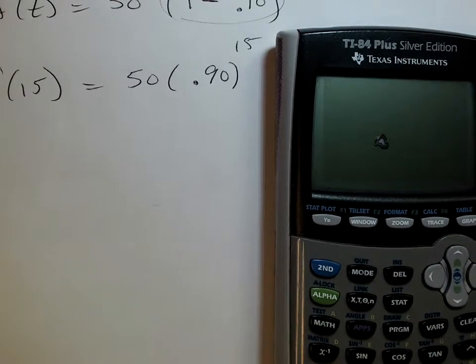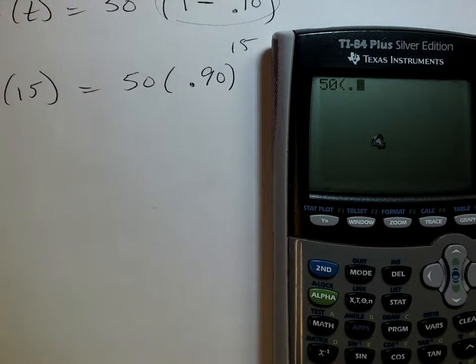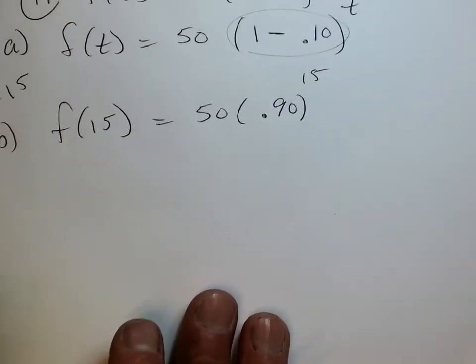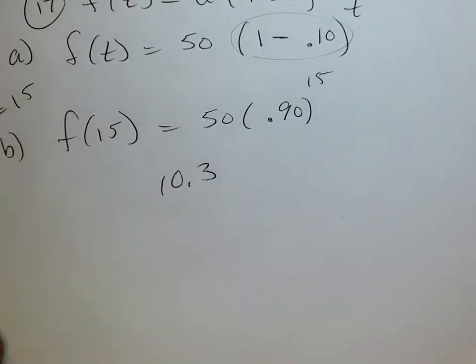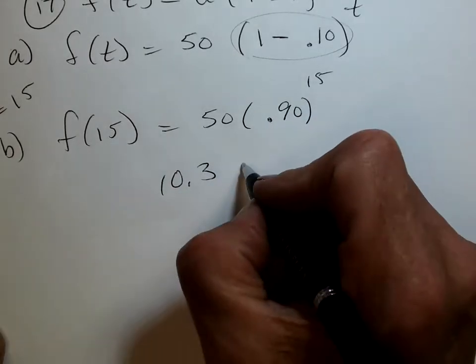Hold on, let me put the answer in. 50 times 0.9 to the 15. I get an answer about 10.3. Okay, so I get about 10.3. Is that milligrams? Grams.